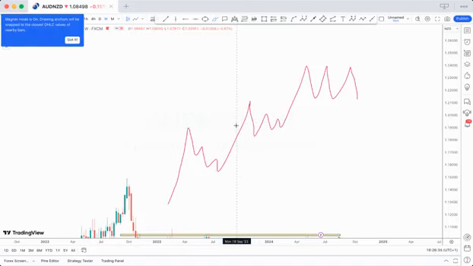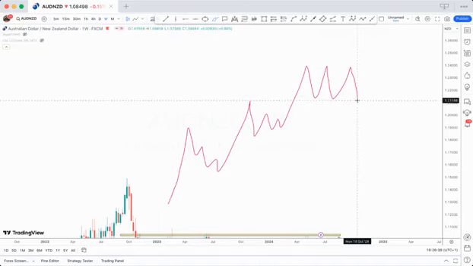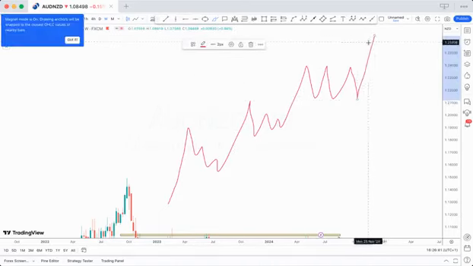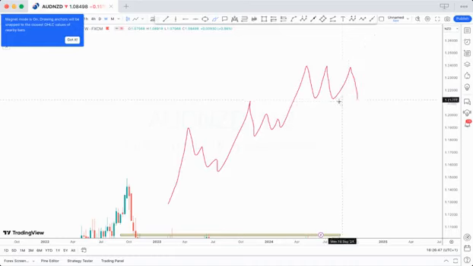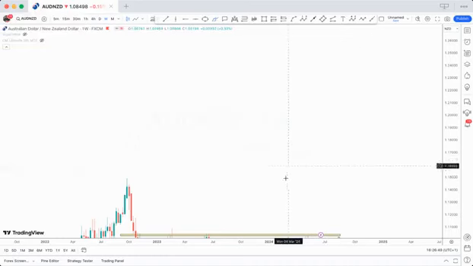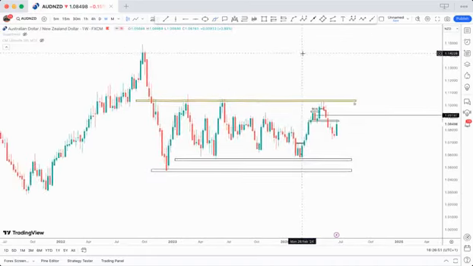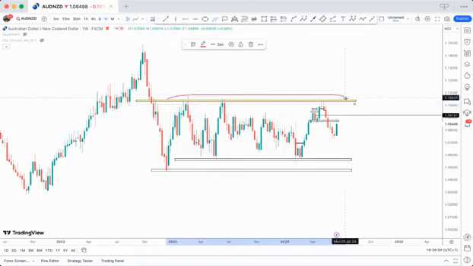So the pullback can actually form in different ways. So you can see we have this horizontal, which is a ranging market formation. The one we have in this market, this is the weekly time frame. This is a higher time frame actually. This consolidation is an example of a consolidating market.